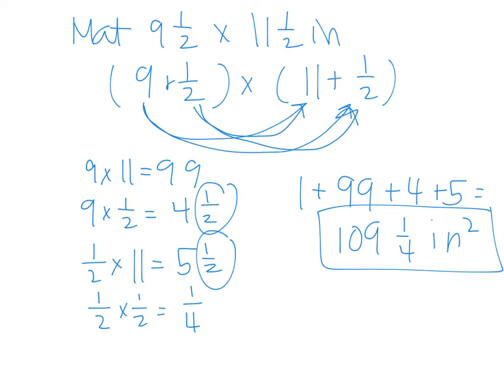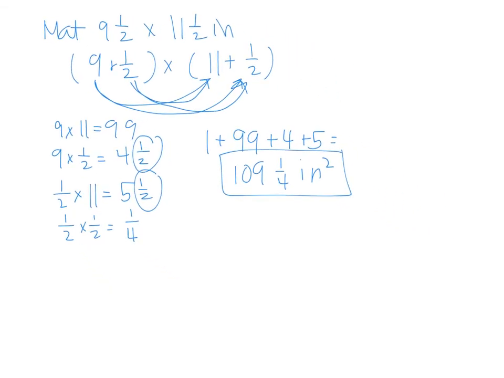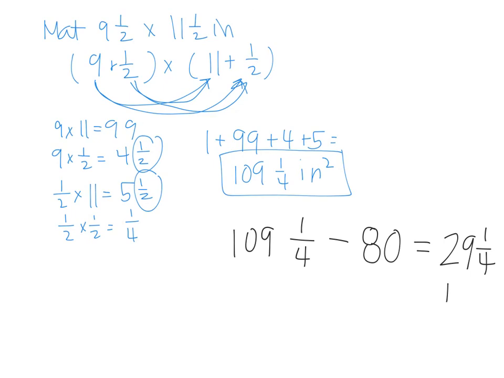Okay, is that the total answer? 109 1/4? No, because it's asking how much is not covered by the picture. So as we recall, how much square feet is being covered by the picture? 80. So I have to do 109 1/4 minus 80. What's 109 minus 80? Reagan? 29 1/4 square inch. 29. And 29 1/4 square inch. Thank you. So that's your final answer. Do you see how that works? Very good.